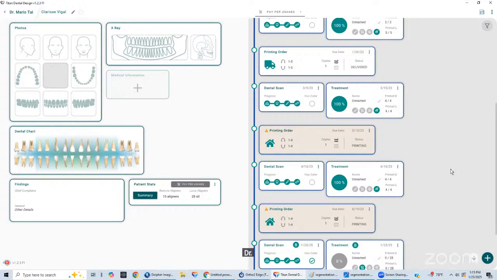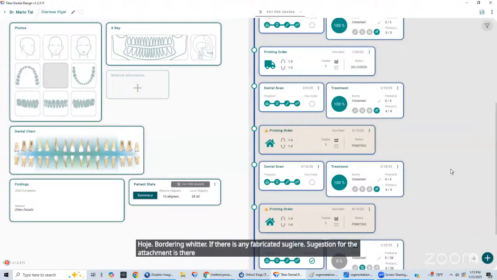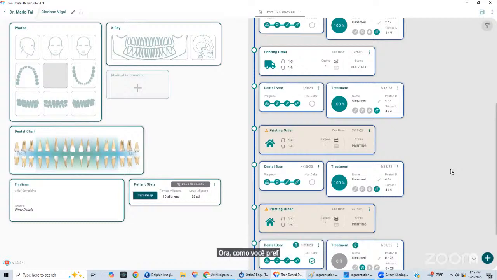Dr. Mario, yes, can you hear me? Thank you very much beforehand for the fantastic presentation. It was wonderful. I was wondering whether there is any prefabricated suggestion for the attachment. So does Titan have a suggestion for the attachment? Is there a protocol by Titan on how to choose attachments, or how do you prefer to do this?